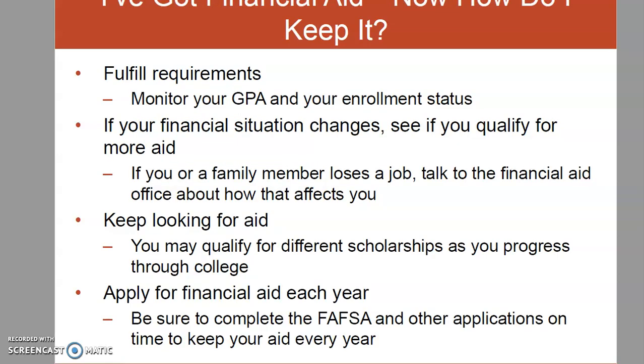The last part of financial aid is making sure you can keep your financial aid. So at HAC, it's called Satisfactory Academic Progress, SAP, where you need to continue doing well in your classes to keep your financial aid. And again, that's called SAP, Satisfactory Academic Progress.